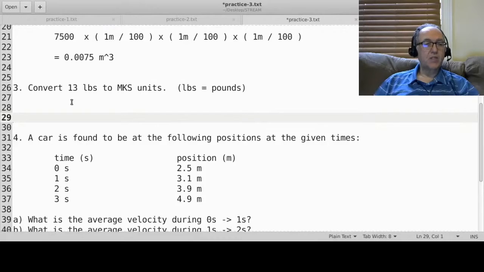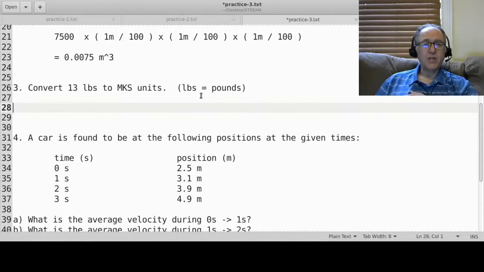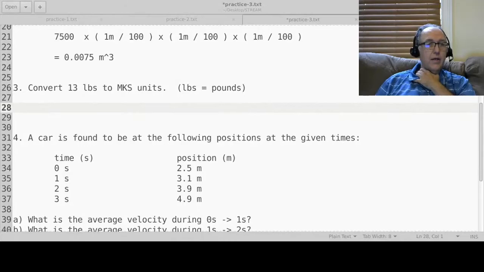Now, to be honest, I'm not going to be working with pounds and inches and so on this semester. But I do want to show you that this method works no matter what units you have, even if you're going between non-metric system units or whatever, okay?